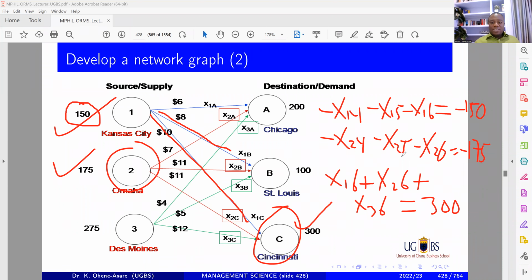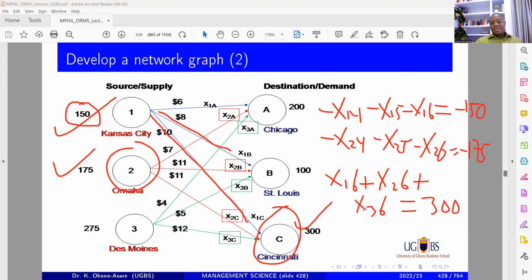Yes, Solomon, you have a question? Yes, a question. Even though we've understood that it's a balanced model, realistically, isn't it possible that the destination may receive less than the 300, even though it's supposed to receive? So your simple question is that couldn't we have an unbalanced model?